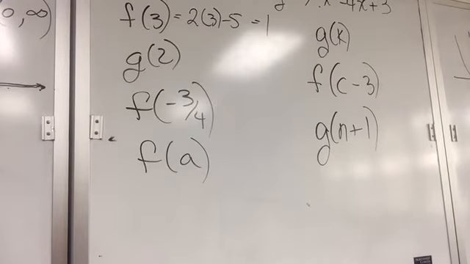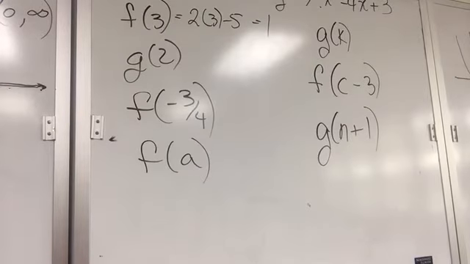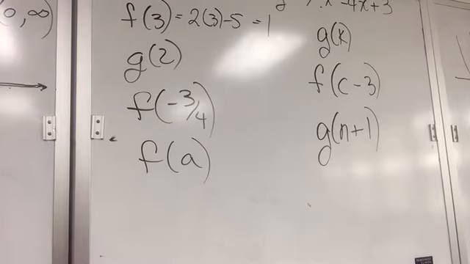All right, who's got the answer to g of 2? All right, what do you have? Negative 1. -1. g of 2, the right answer. All right, g of 2 is -1. Okay, does somebody else have an answer for f of -3/4?